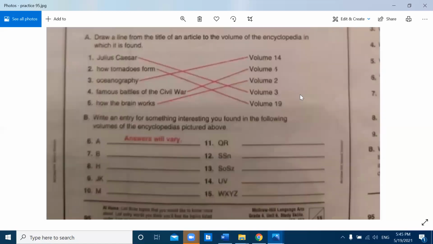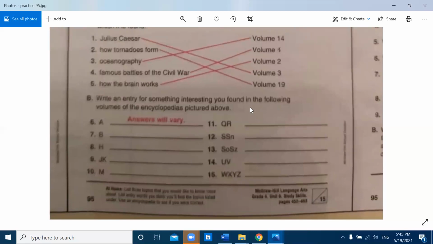Now, at the bottom here, it says, write an entry for something interesting you found in the following encyclopedias. So we didn't go to the library and look at the encyclopedias. We just thought of what we would find if we were looking in a book, something interesting that started with each letter. I don't remember exactly what we said in class, but if I remember them, I will say them for you. And if not, we'll make up others.